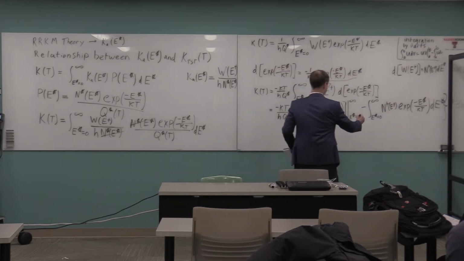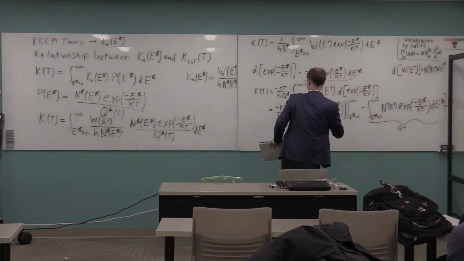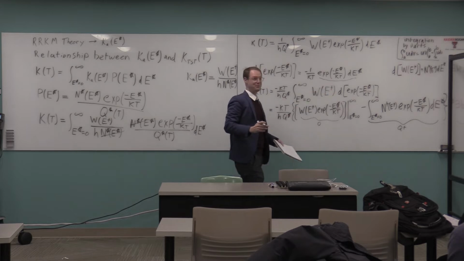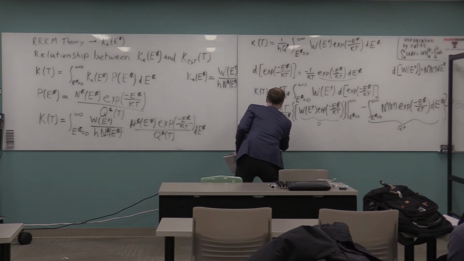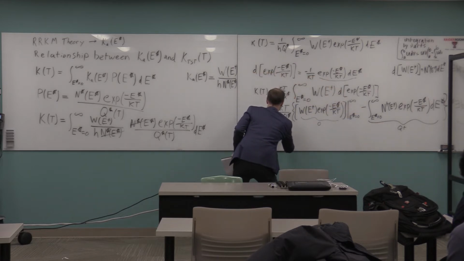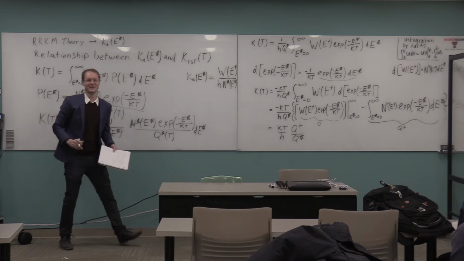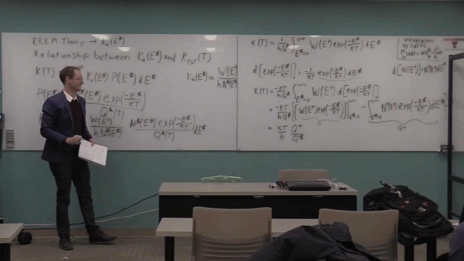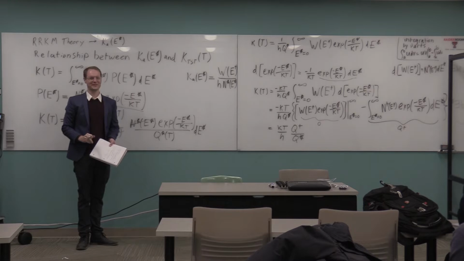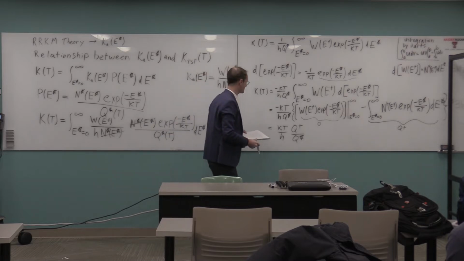So if we identify this integral here as q plus, then this whole thing becomes really simple. We have a minus sign, minus q plus, so the minus cancels. We get kt over h times q plus over q star. And now this looks a whole lot like something that we talked about in the kinetics course. What does this look like? Yeah, this looks like the transition state theory rate constant.